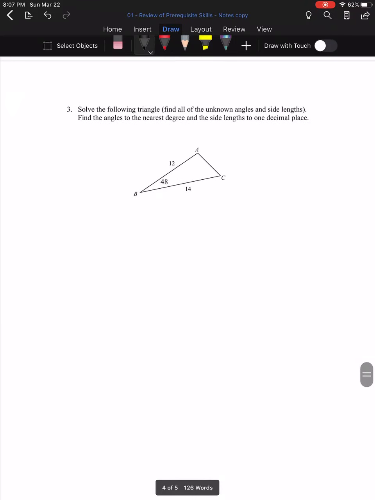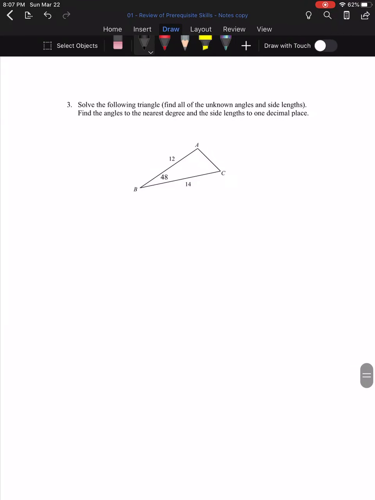3 and 4 to go. Okay. 3. Solve the following triangle. Find all the unknown sides and angles. This one is a little bit simpler type situation. This is a perfectly laid out cosine law question, 2 sides and an angle.